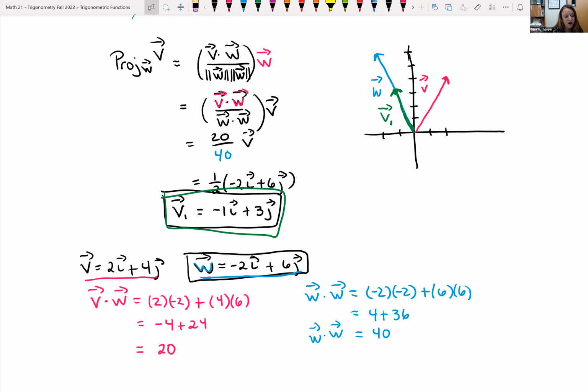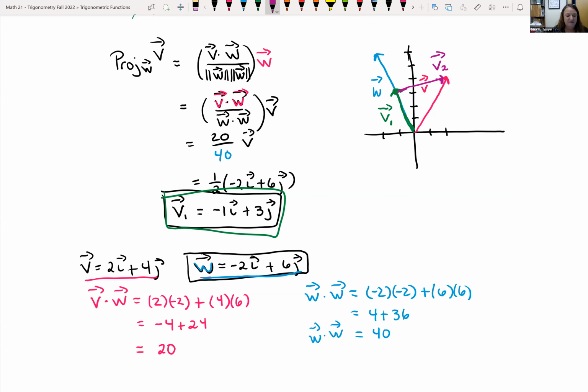Now we want to make a vector that is orthogonal to W. So if we wanted to decompose vector V into two vectors, the one that we just got, V sub 1, and some other vector V sub 2, where V sub 1 is parallel to W, which we just found, and V sub 2 is orthogonal to W. And so we want to find some vector in here which is orthogonal to W. And we're going to call that V sub 2.